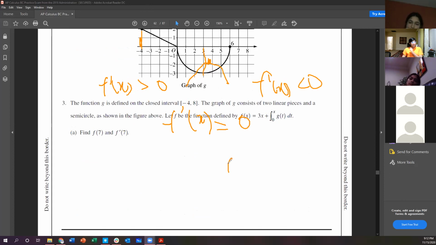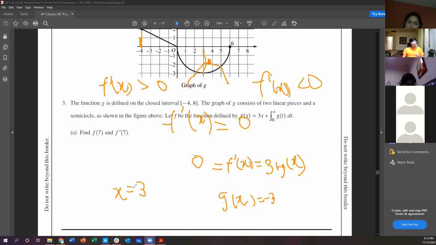Well, we know that f prime of x is equal to 3 plus g of x, correct? That means we want f prime of x to equal 0. So now we need to think, when does 3 plus g of x equal 0? That's when g of x equals -3. When does g of x equal -3? That's at +3. That means x equals +3. Now we need to confirm that this is a maximum value and not a minimum value. How do we do that?